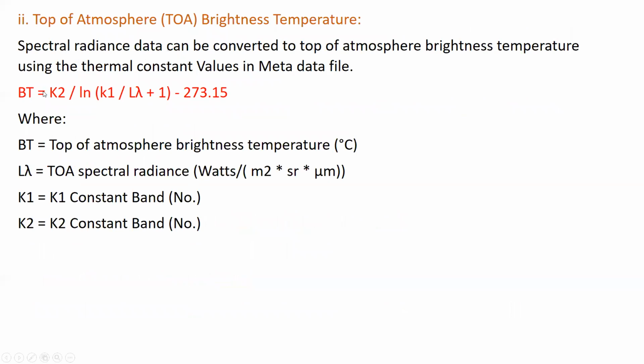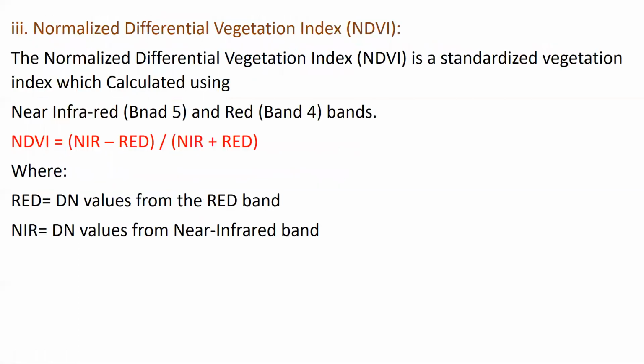Then we will calculate the top of the atmosphere brightness temperature. So BT will be calculated with this formula: K2 divided by Ln in bracket K1 divided by L lambda plus 1, minus 273.15. So here is the top of the atmosphere brightness temperature. The K1 and K2 values we will get from the metadata. All these values, BT, L lambda, are in the metadata of Landsat 8 that we get from downloading Landsat 8 data. When we download the Landsat data, we will get all this data.